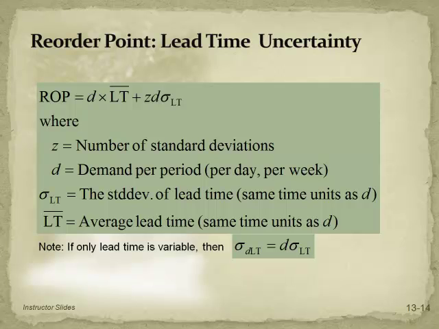Now this is the formula if the uncertainty is with respect to lead time. We're not going to go through an example of this, but it's essentially the same concept. So again, there are 2 risks from the time that we place an order. One risk is demand changing, and the other risk is lead time being uncertain.